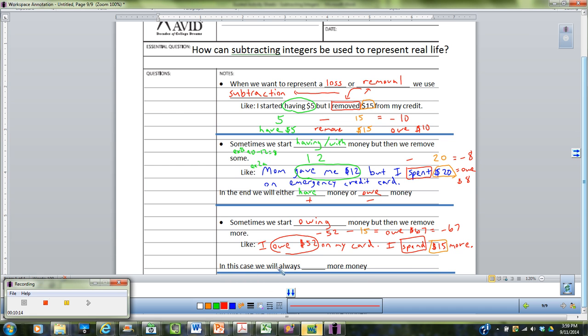Okay, so in this case, when you owe money and you still decide to spend more, in the end, you will always owe more money. Alright, your debt increases. Okay, and there's no getting around it. If you spend money and you just keep on spending and spending and spending, you're going to owe more. Your balance is going to go down. You're going to have a negative change there. Okay, so let me flip over to the last example.